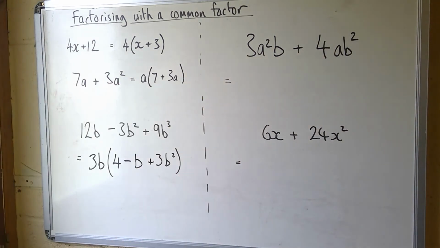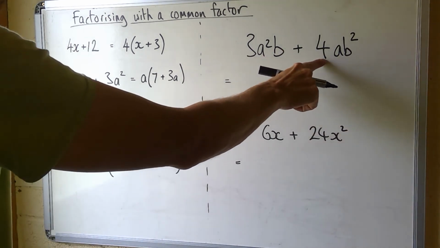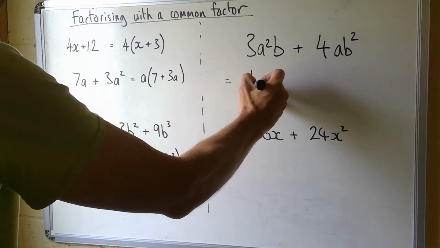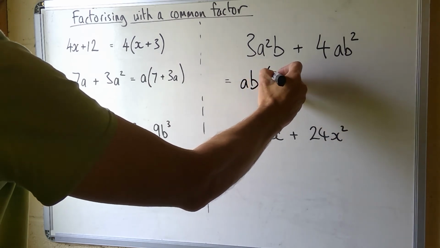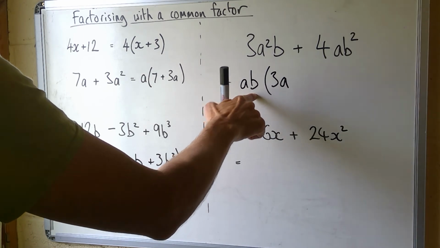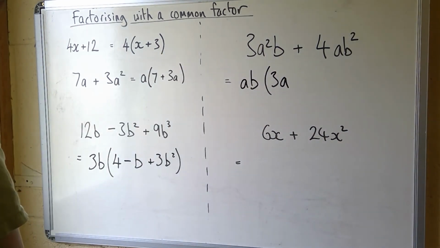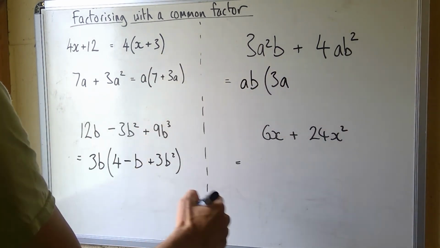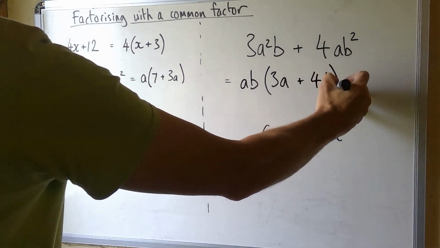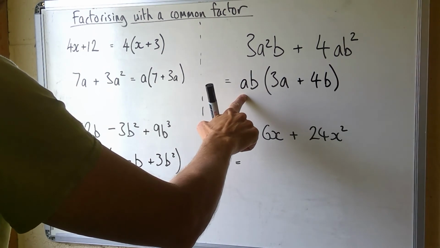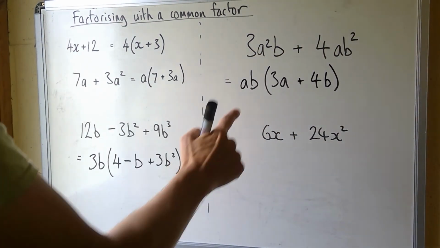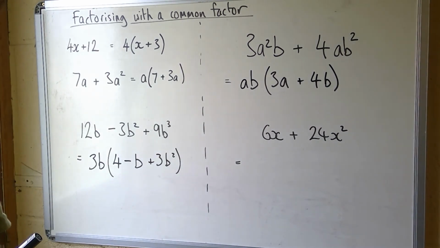This one you just got to be really careful. There's no number part, but the common factor here is going to be ab. So you're going to be left with 3a, because 3a times ab would give you 3a squared b. The a part will be squared, and the second term here would be 4b, because 4b multiplied by 4a will give you 4ab squared. Got to be really careful with this type. Always worth expanding to check.